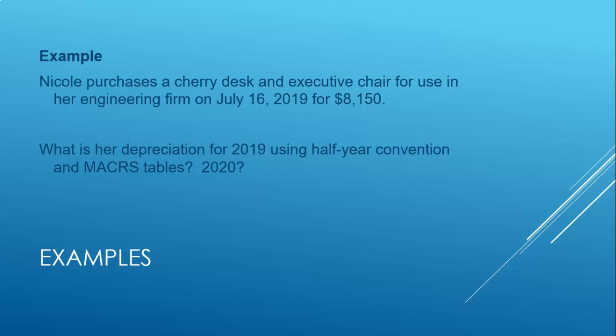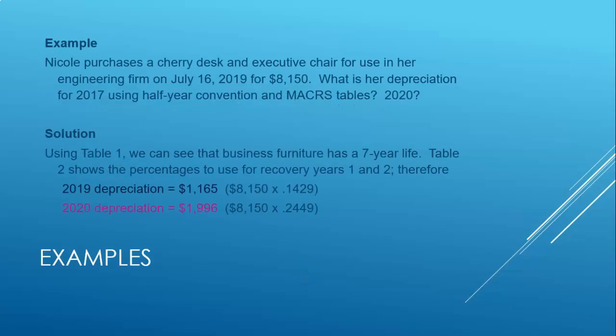Here's another example. Nicole purchases a cherry desk and an executive chair for use in her engineering firm on July 16, 2019 for $8,150. What is her depreciation for 2019 using half year convention and MACRS tables? And what about for 2020? First we go to table 7.1, and we can see that business furniture has a 7 year life. Then we go to table 7.2, and we look up the 7 year column. Year one is 14.29%, year two is 24.49%.